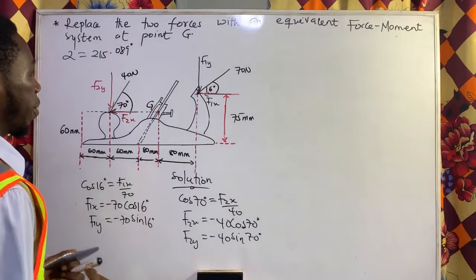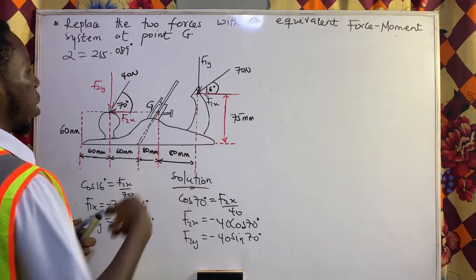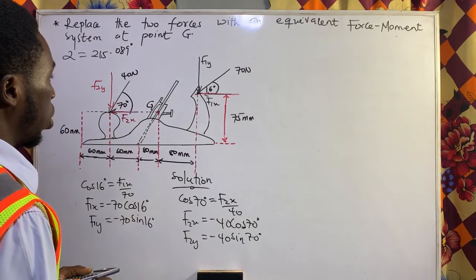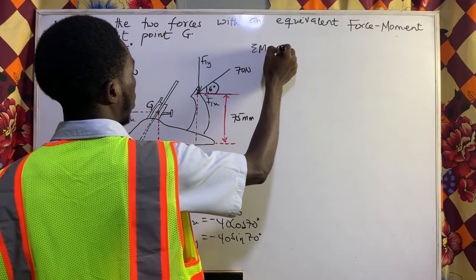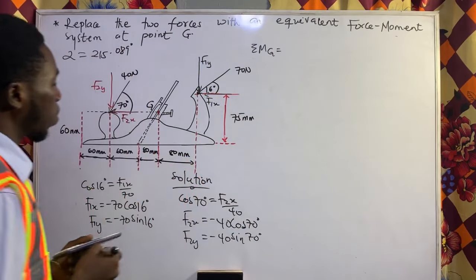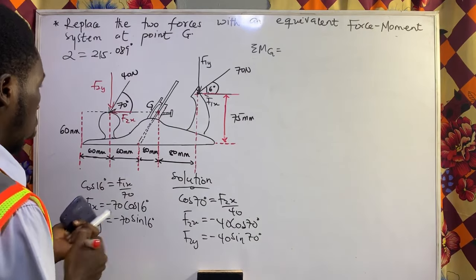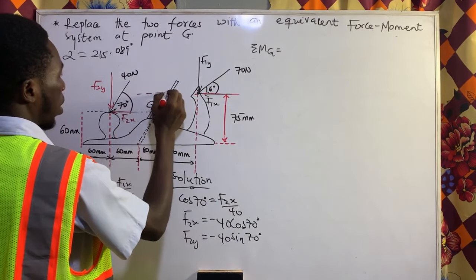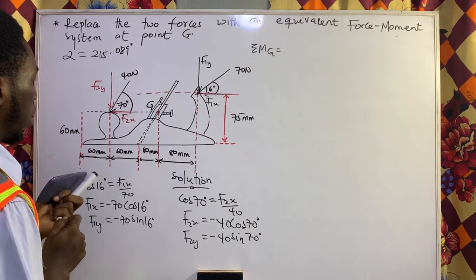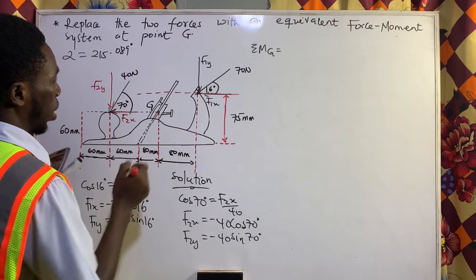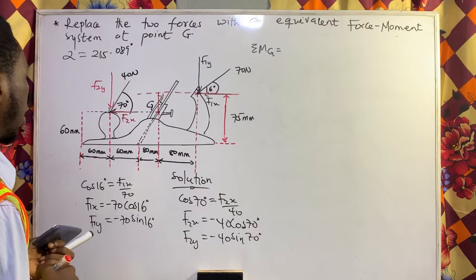All right, so now let's find the moment about point G, starting with the component of the 70 Newton force. Sum of moment about point G. Let's consider the x component. This will be the line of action of the force, and we know moment is force times perpendicular distance. Its perpendicular distance will be this distance here, so we have to find that distance.